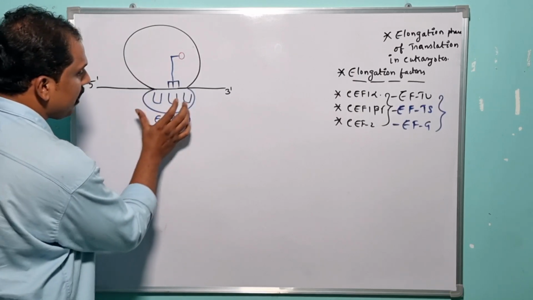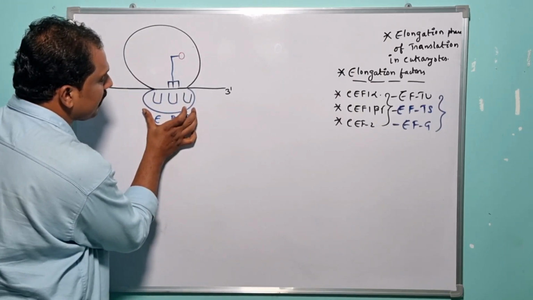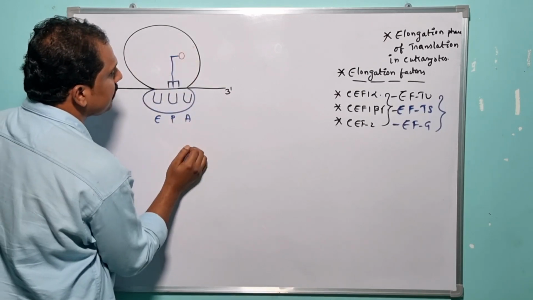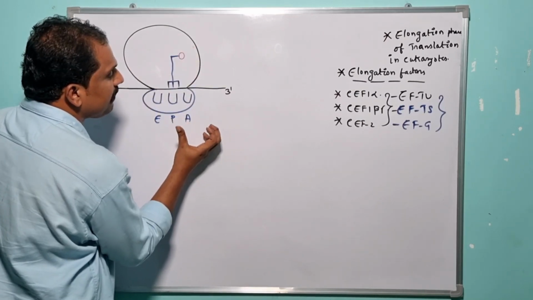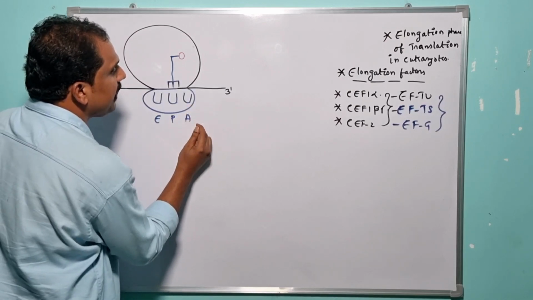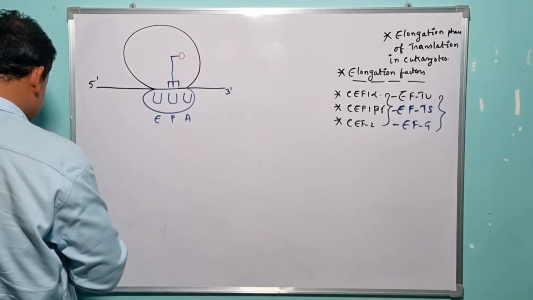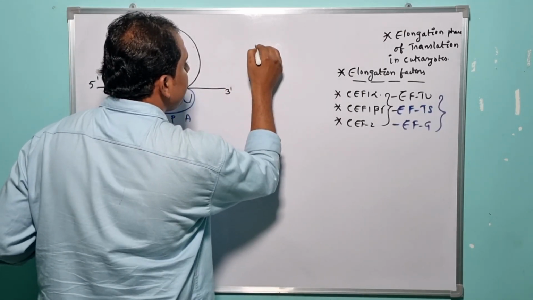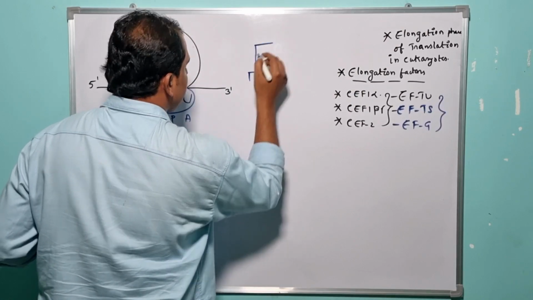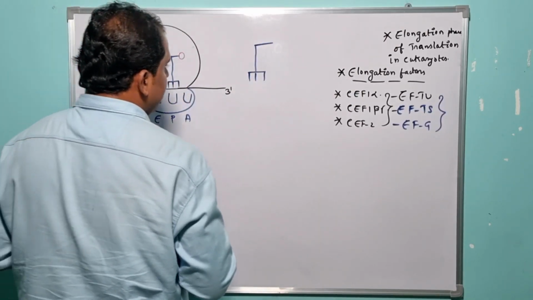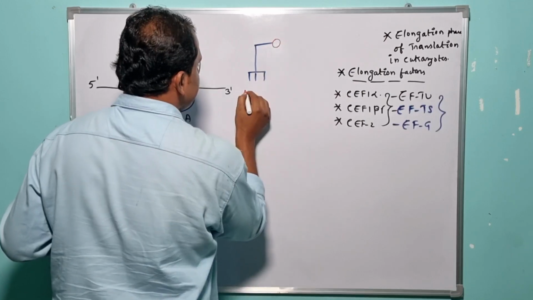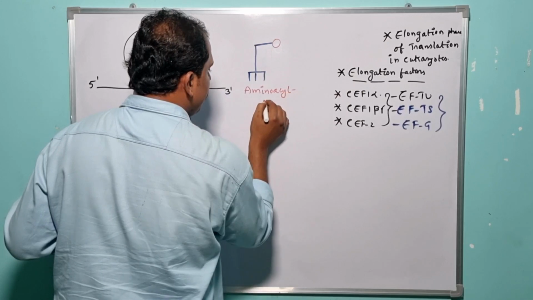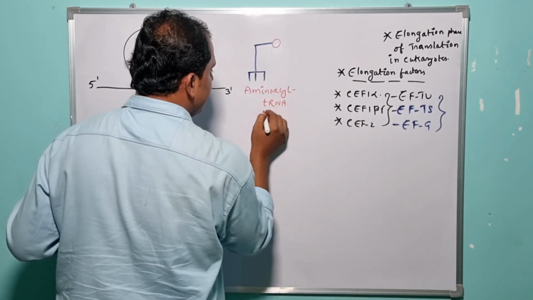So here the small subunit of the ribosome, the initiator tRNA with its encoding amino acid, and the large subunit of the ribosome eagerly wait for the arrival of a specific tRNA known as aminoacyl tRNA, the aminoacyl tRNA with its encoding amino acid.